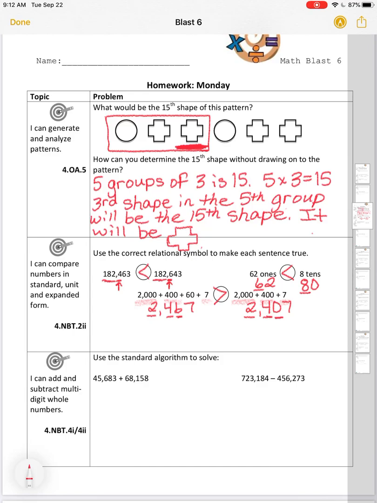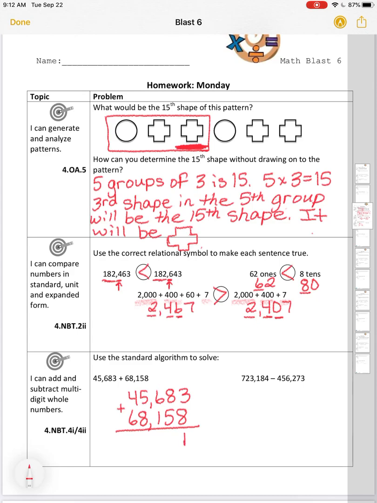Use the standard algorithm to solve. I'm going to line my numbers up in a vertical form so that the place values are lined up here. 45,683. I'm going to add 68,158. And so I'm going to add the like units starting with my ones here.